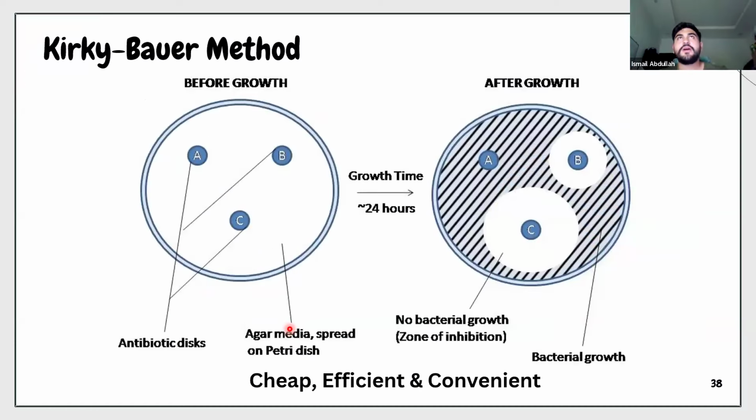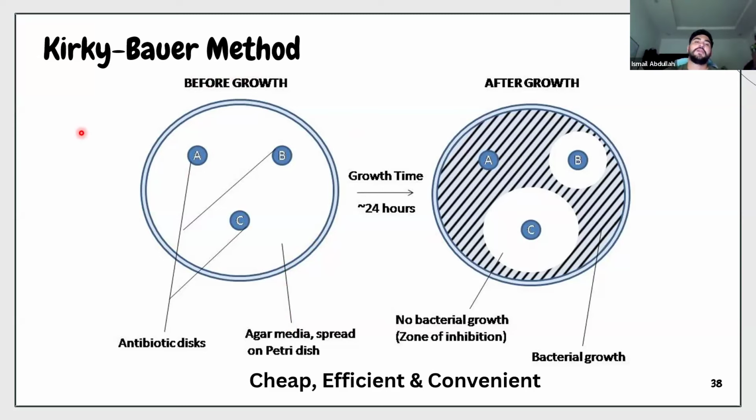So now we are done with the bacteria, I think. Now let's move on to minimum inhibitory concentration and the Kirby-Bauer method. Now I heard that you guys wanted me to explain this in detail, so I will do that. So let's start with the Kirby-Bauer method.